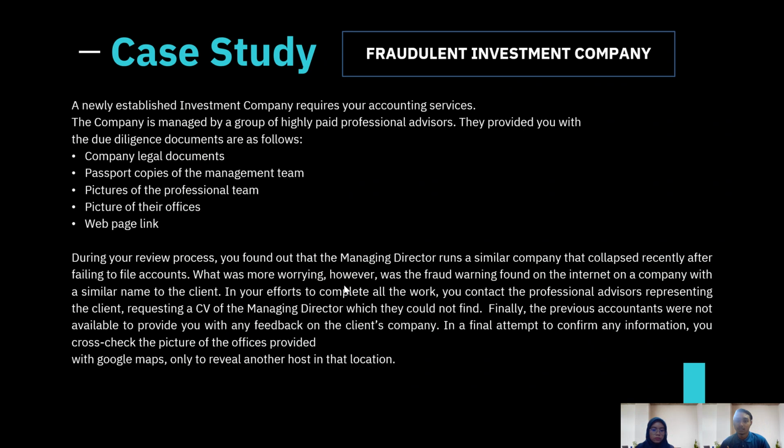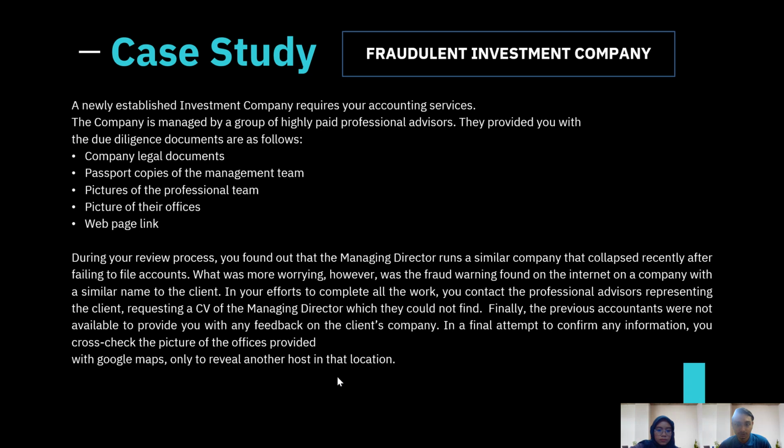And then finally, accountant sebelum pun dia tiba-tiba not available to provide kita any feedback on the client company. So in a final attempt to confirm any information, you cross-check the picture of the office provided. So kita akan cross-check gambar office tu dengan Google Map, only to reveal another host in that location untuk dapat location office lah. Okay, so next, we'll go to the question of this case study.